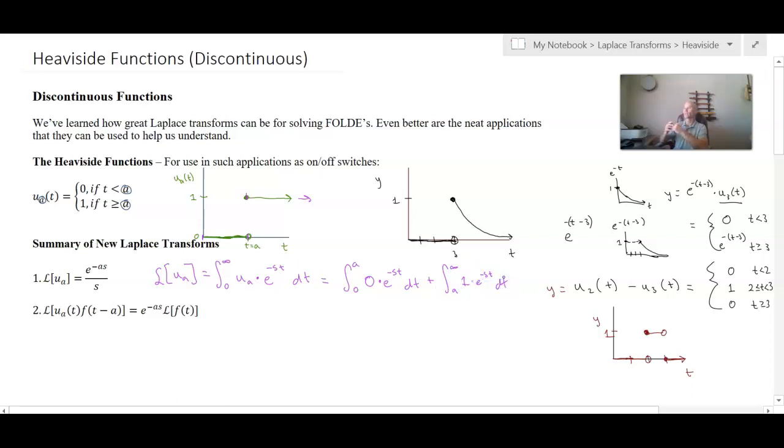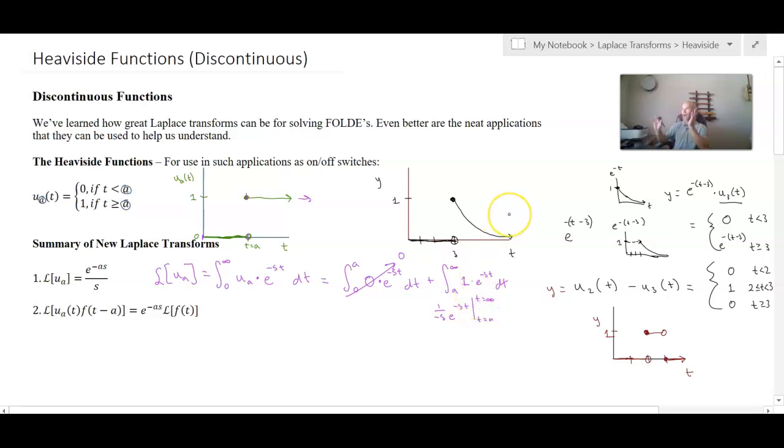So you can see why this integral is still continuous. This first part is going to be 0, right? That's the area between the 0 curve and the horizontal axis, which is 0. And now you can compute the integral of the rest. I'm just going to do this in my head. It's 1 over negative s times e to the negative st, evaluated at t equals a and t equals infinity.